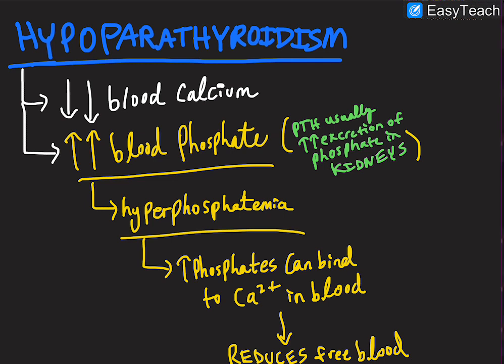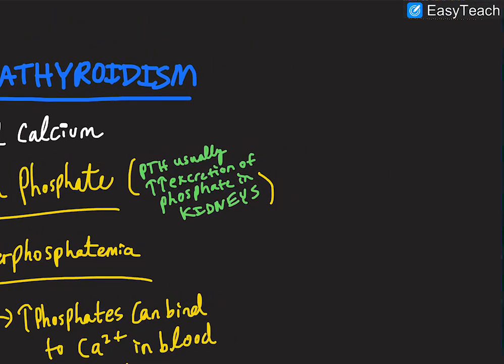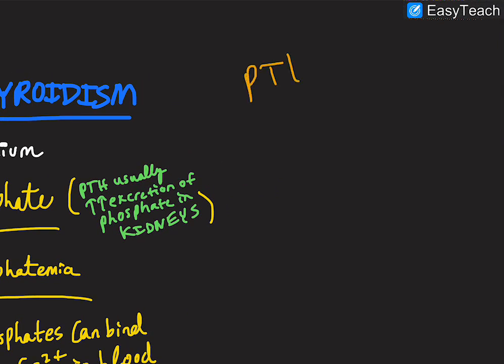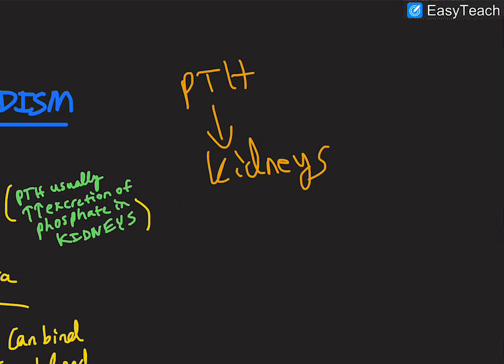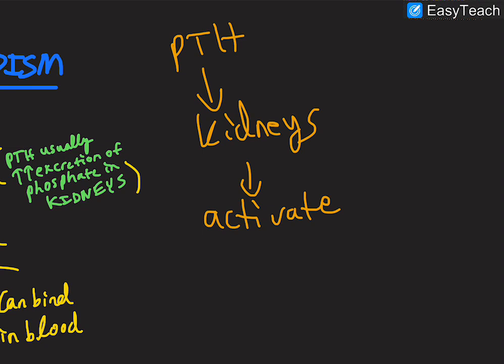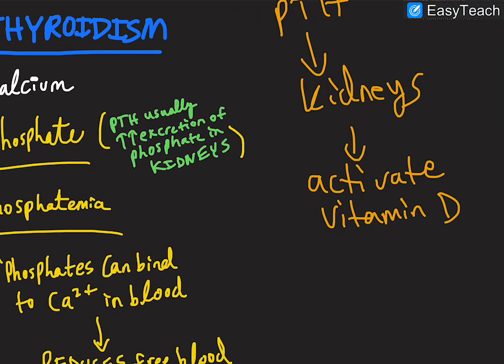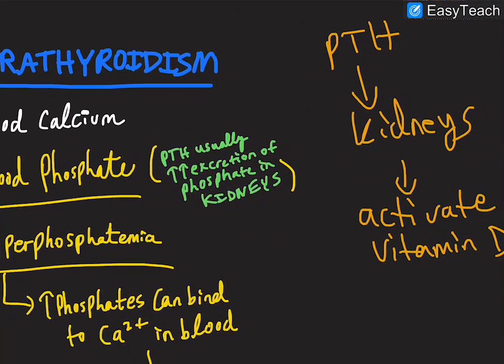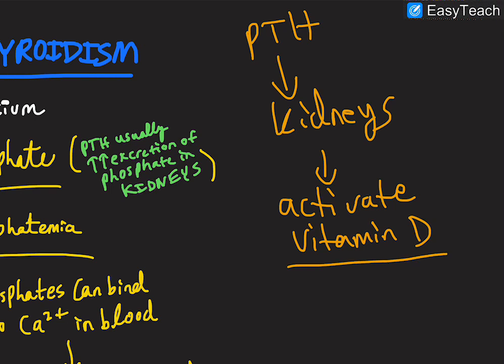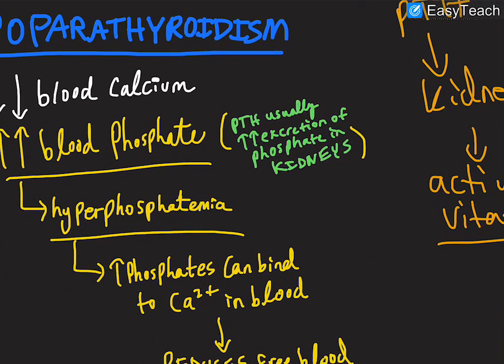Another high yield thing we should know is, remember parathyroid hormone, right? It can go to your kidneys and help your kidneys activate vitamin D, right? Which can, of course, increase calcium reabsorption from your gut. Okay. But if you don't have parathyroid hormone, you can't do this. So that can contribute to low blood calcium levels.